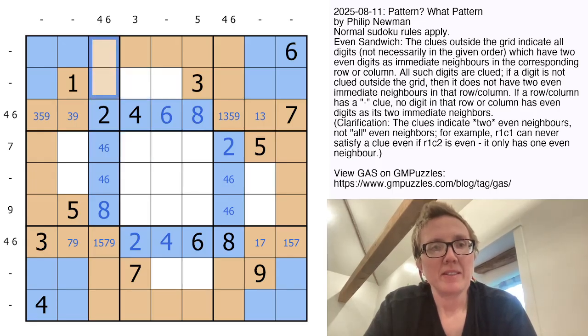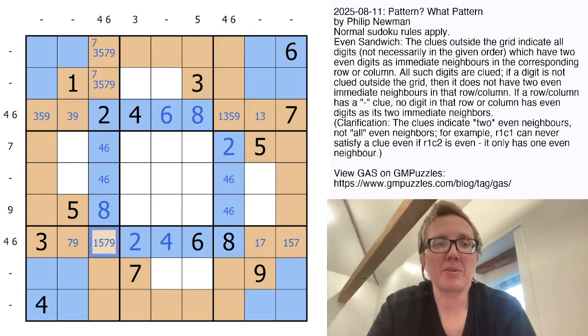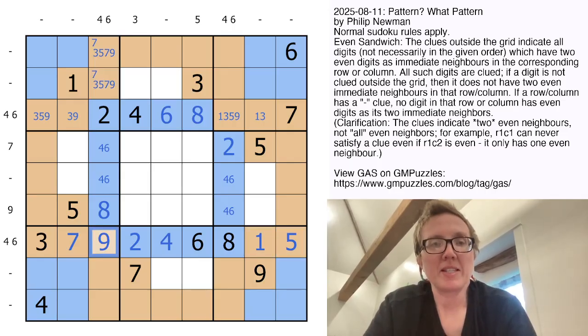Okay, now there's got to be a 7 in one of those because there's no other 7 in the region. Therefore, this is a 7, and that takes care of the rest of this row. This has got to be a 3, 7 pair. In fact, there's a 7 in that row. So then these are 1, 5, 9. That makes this a 3.